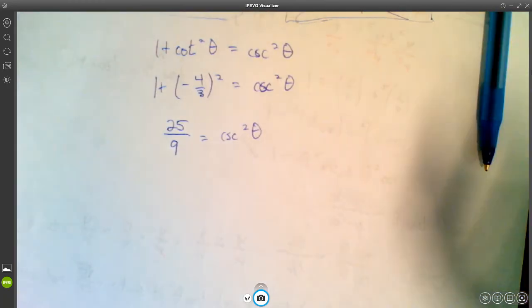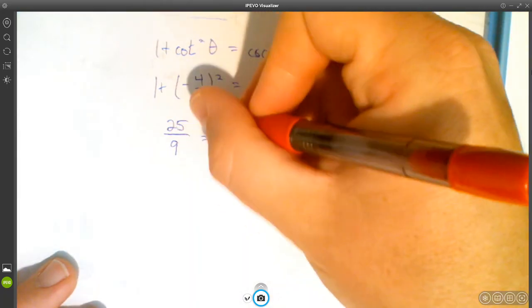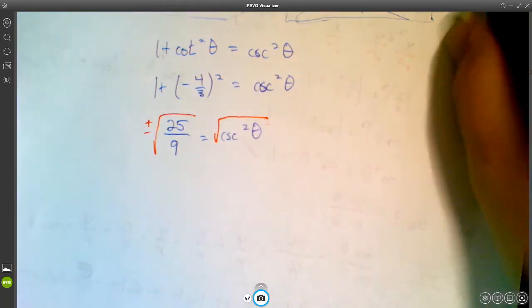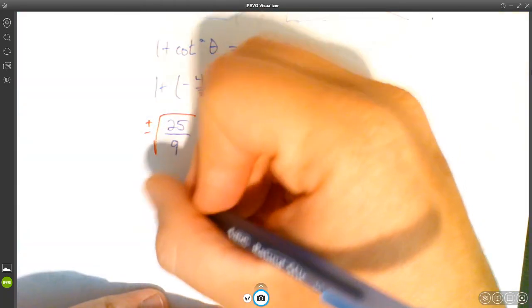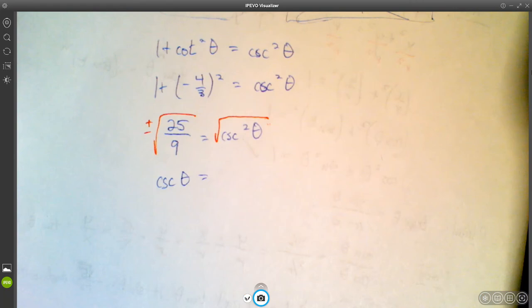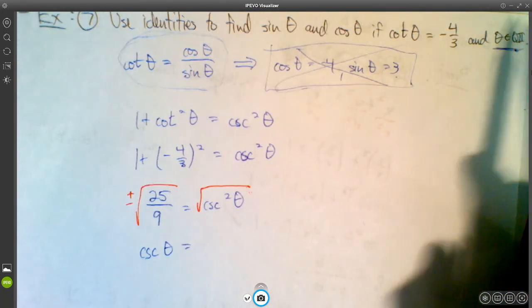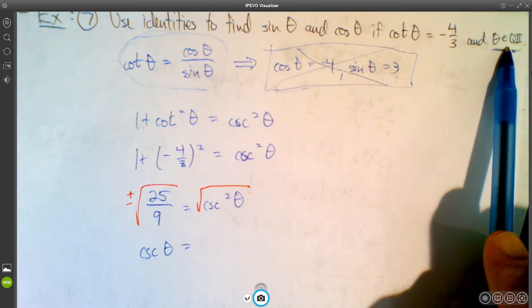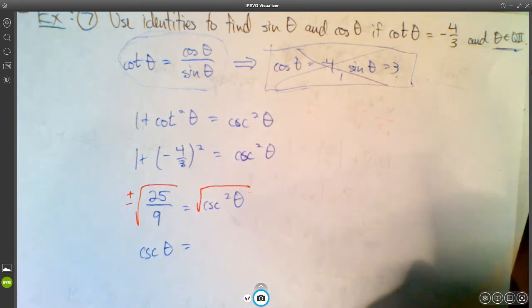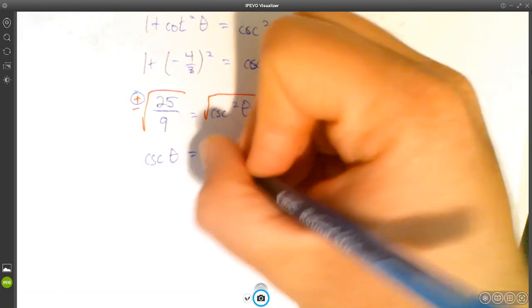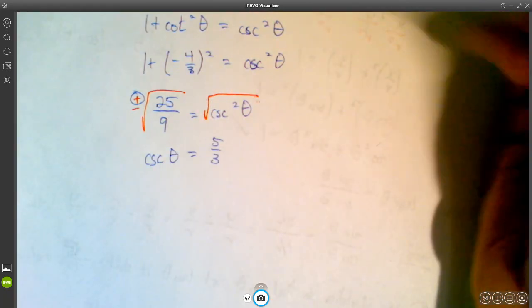So now we take the square root, and we're going to get cosecant theta equals either the positive or the negative square root of 25/9. Which should it be? Well, we know that theta is in quadrant 2. Sine is positive in quadrant 2. That means cosecant is also positive there. So this time we're going to take the positive square root. Square root of 25/9 is 5/3, right? We chose positive because theta is in quadrant 2.